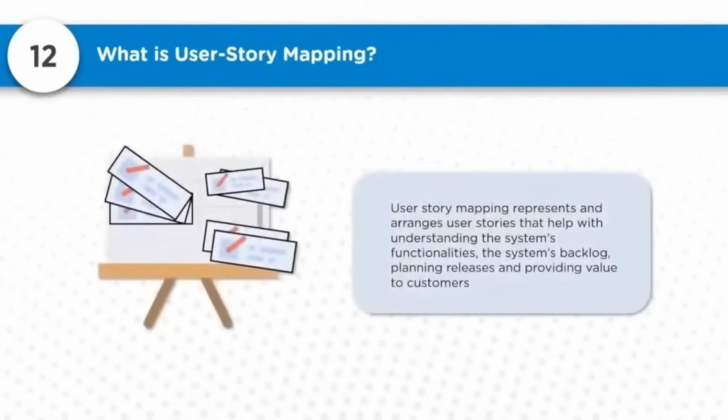So what is user story mapping? So user story mapping represents and arranges user stories that help with understanding the system's functionalities, the system's backlog, planning releases, and providing value to the customers. So first of all, we write user stories to understand the required features and functionality from the user perspective. Now if we map those user stories, which user story links to another user story, which functionality links to another functionality, determining that will become easier.